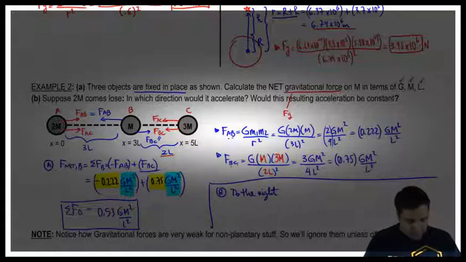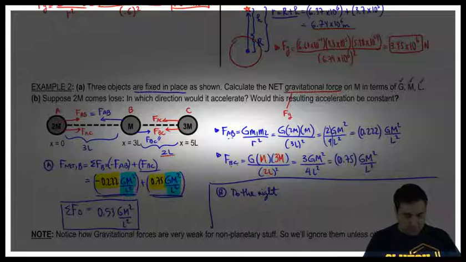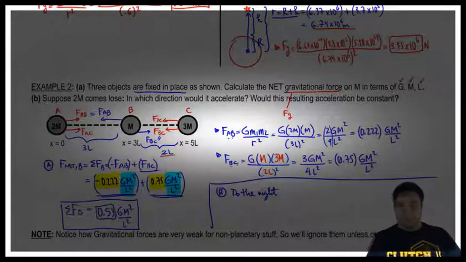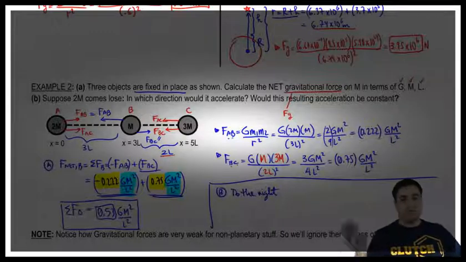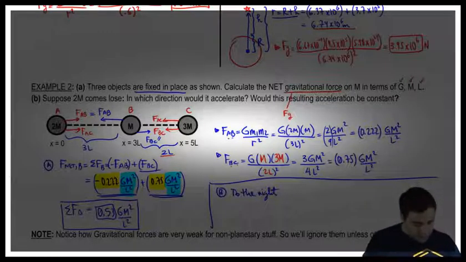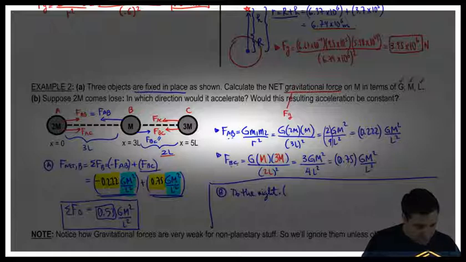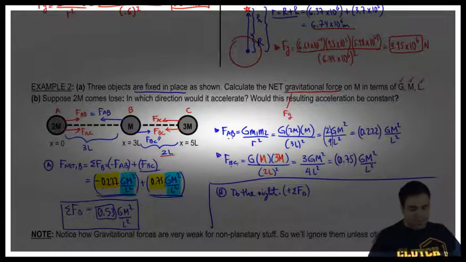And that's because the force that's pulling it to the right, this one, it's positive, so it's to the right, is greater than the force that's pulling it to the left. This is 0.75, this is 0.22. Another way to look at it is that your net force came out as a positive, which means the positive force outweighs the negative force, or the force to the right outweighs the force to the left. So this is going to be to the right, because the sum of all forces on B is positive, or the stronger force on B is to the right.